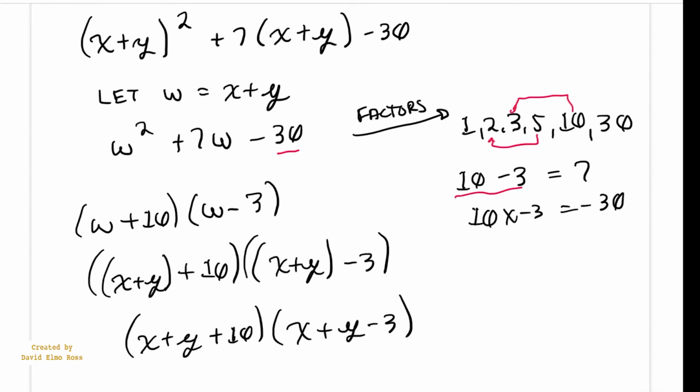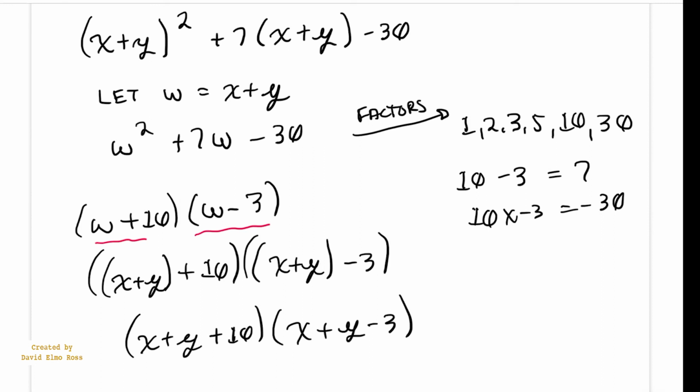So 10 minus 3 gives you 7. 10 times minus 3 gives us minus 30. So this is going to give us this factoring here, w plus 10 times w minus 3. Now all we have to do, and I think you can validate that w times w is w squared, minus 3w plus 10w, 7w minus 30, that all works.